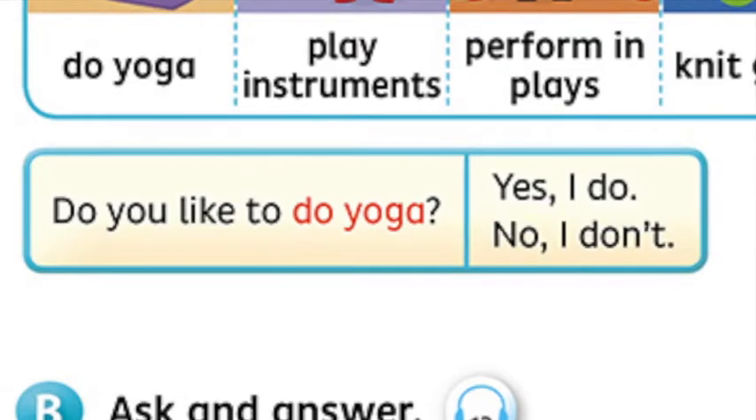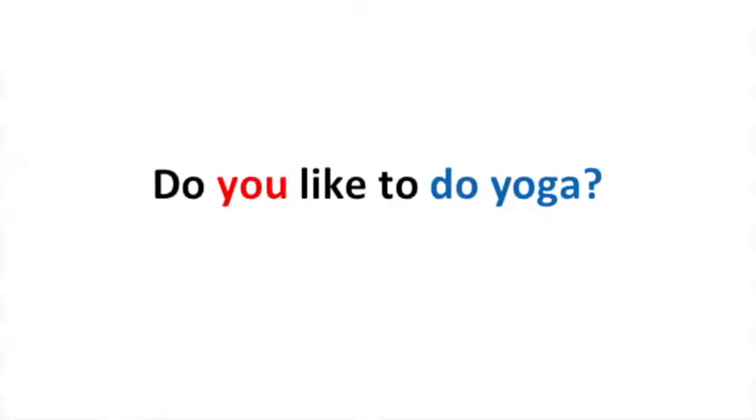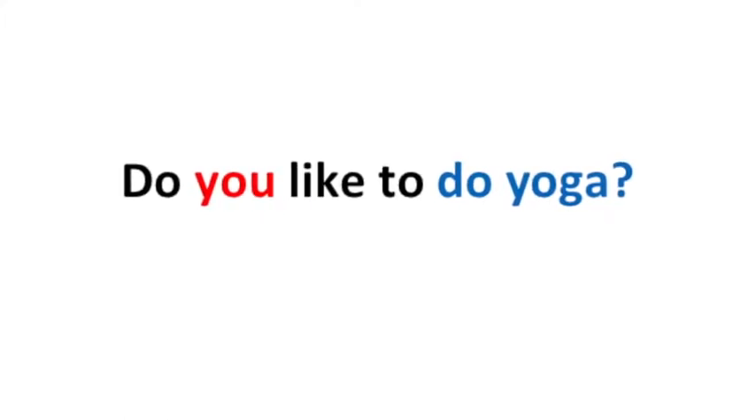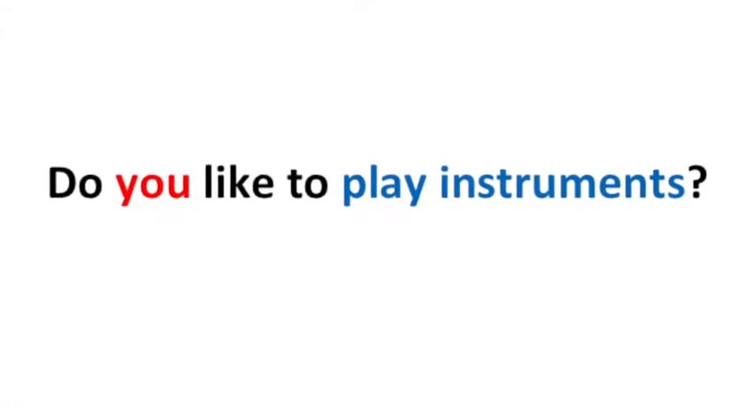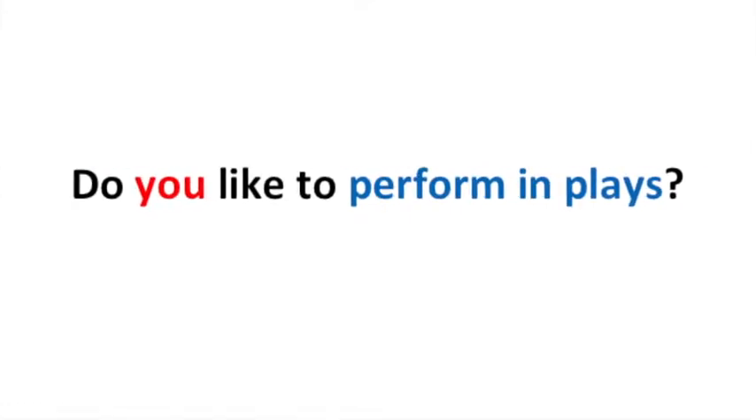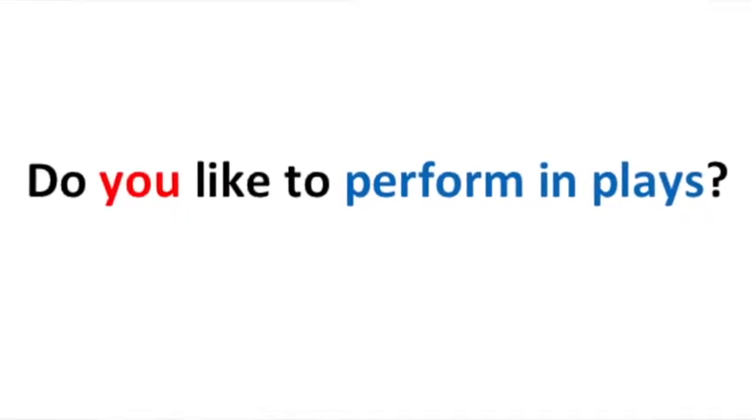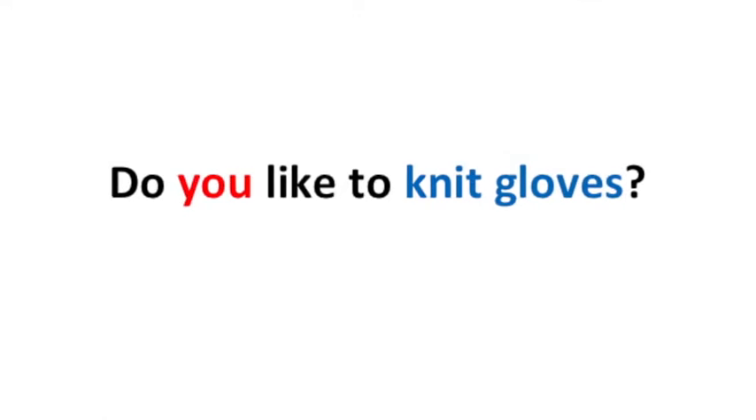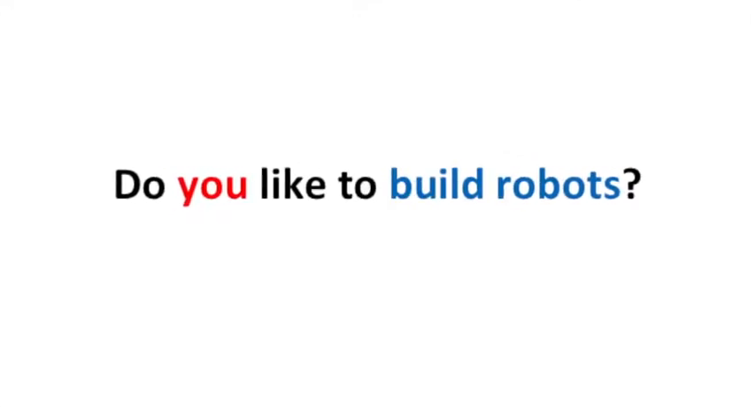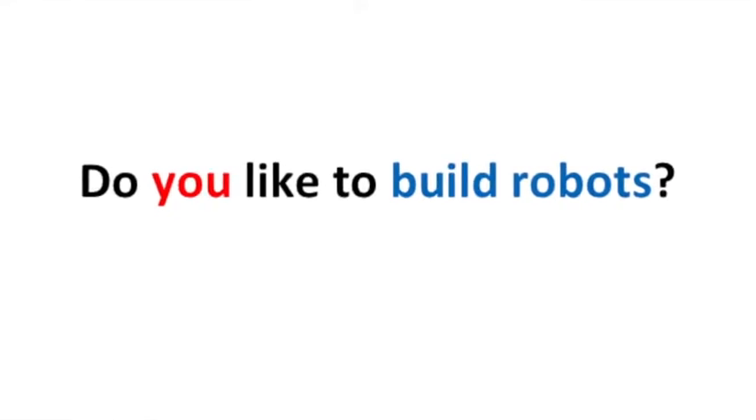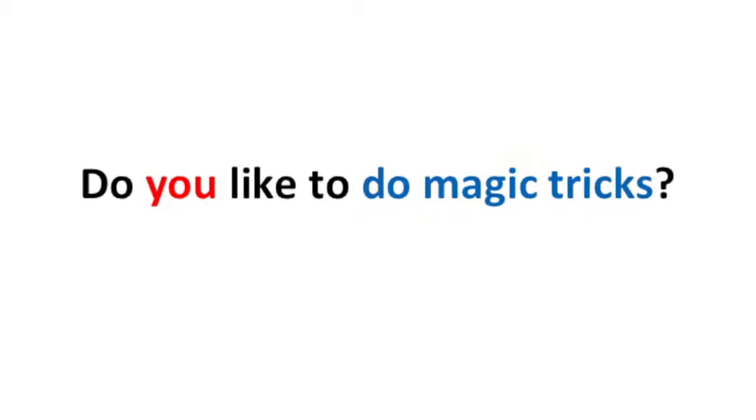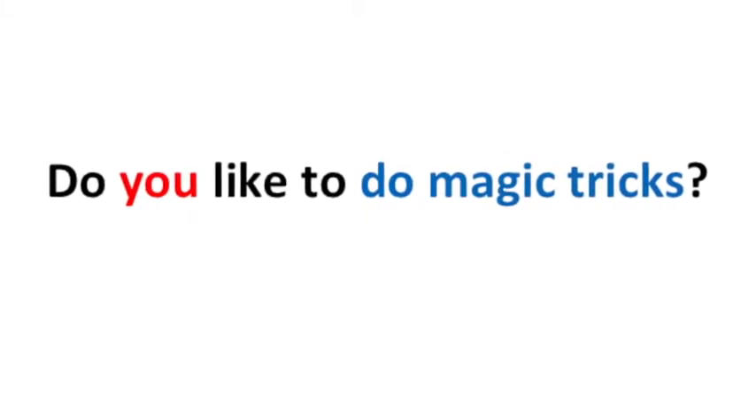Let's take a look at these sentences. Do you like to do yoga? Do you like to play instruments? Do you like to perform in plays? Do you like to knit gloves? Number five, do you like to build robots? And the last one, do you like to do magic tricks? Let's review those on your own. All of these answers are up to you. If you like, you say, yes, I do. If you do not like, you say, no, I don't.